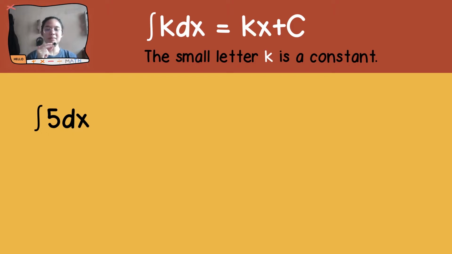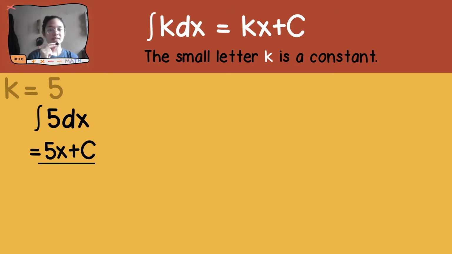This problem can be read as the integration of 5 dx. In order to solve this, all you have to do is find the value of letter k, which is 5. And then, using the equation kx plus c, go ahead and substitute the value of letter k with 5. So now, we have a final answer of 5x plus c. There's also a second way in order to do this. Simply go ahead and write down the value of letter k first, which is 5, then add the x plus c right next to it. So both procedures came up with the same answer.